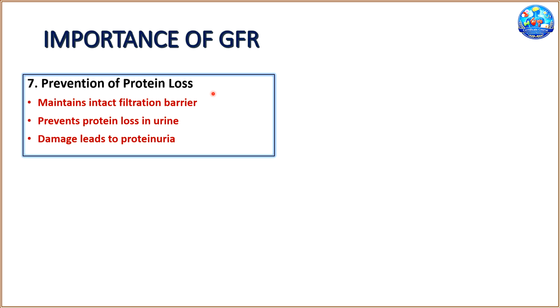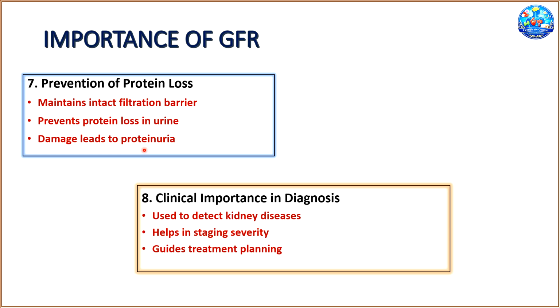Seventh one is prevention of protein loss. A normal GFR ensures that the filtration barrier at the level of the glomerulus remains intact, preventing any leakage of protein into the filtrate. So if the filtration mechanism is damaged, protein may leak into the filtrate, and you can also see protein in the urine, a condition which we call proteinuria, which is a sign of kidney disease.